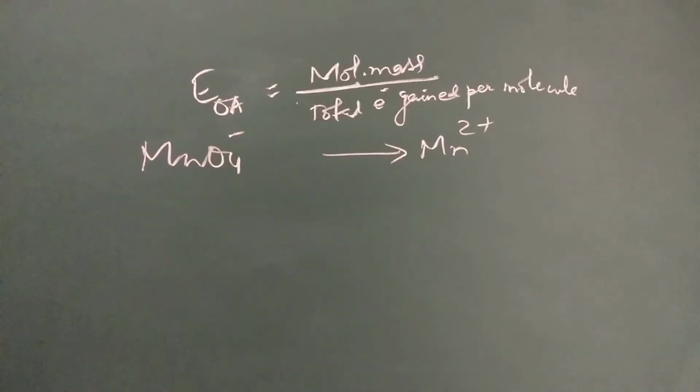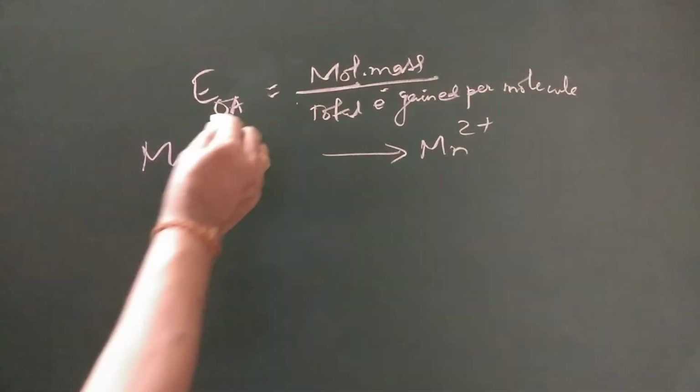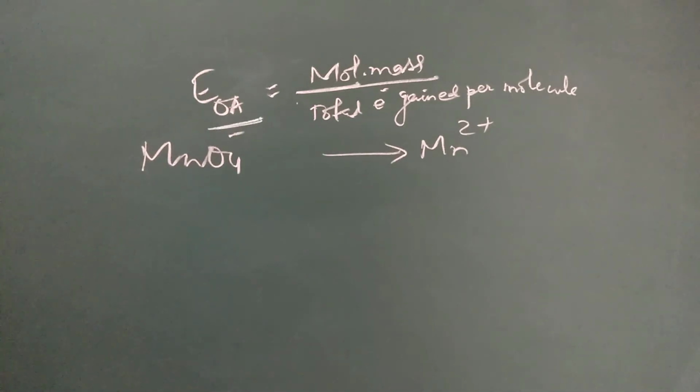Now let's see the equivalent weight of an oxidizing agent. OA means oxidizing agent. Oxidizing agents are those species which gain electrons during a chemical reaction. So the oxidizing agent's equivalent weight is given by molecular mass by total number of electrons gained per molecule.